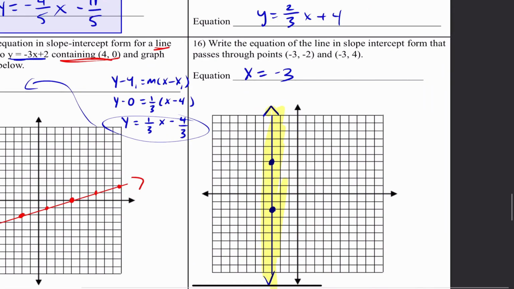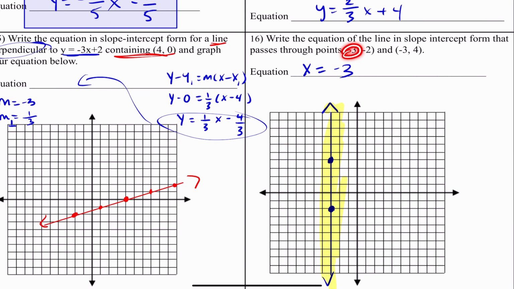And then here, this was pretty obvious when you have the two numbers that are x's, right? So you notice that both x values are -3. If they are the same, it's x equals -3. Okay? Hopefully that helped.